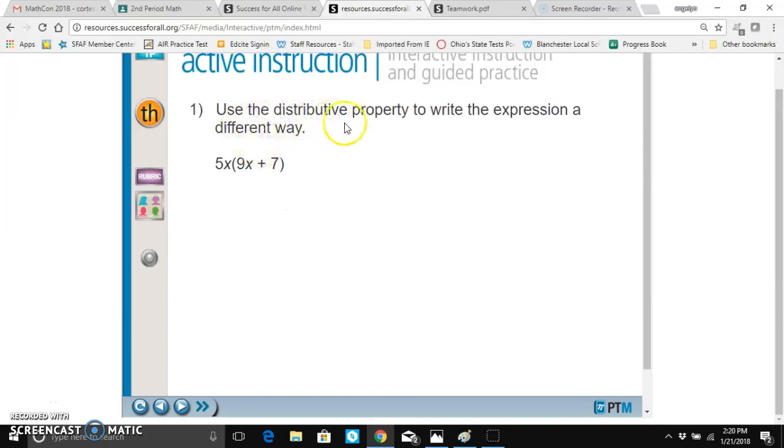It says use the distributive property to write the expression a different way. This problem here is very similar to if we just had something that looked like this. If I was just using numbers, it would look like this. Then you would do 5 times 9 plus 5 times 7. That's what it would look like if we just had numbers.